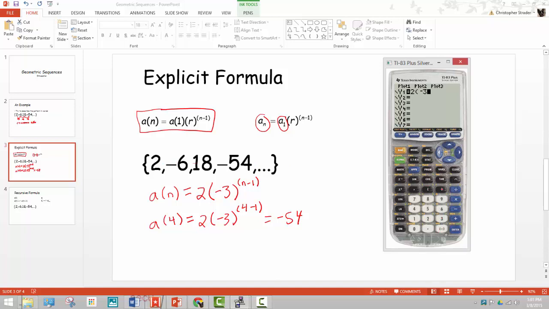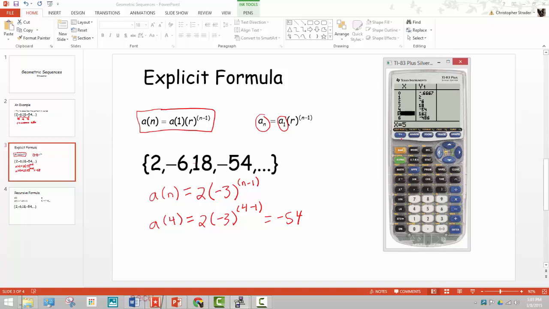2 times negative 3 raised to the quantity n minus 1. Notice on the calculator it's going to be x minus 1 instead of n minus 1 because the variable comes up as x here on the calculator. That's fine. I go into the table. The first number in the sequence is 2. The second number is negative 6. The third number is 18. Then negative 54. It checks out perfectly.